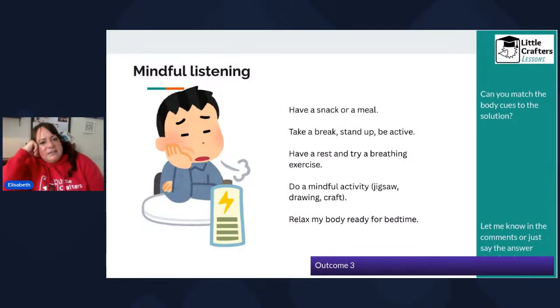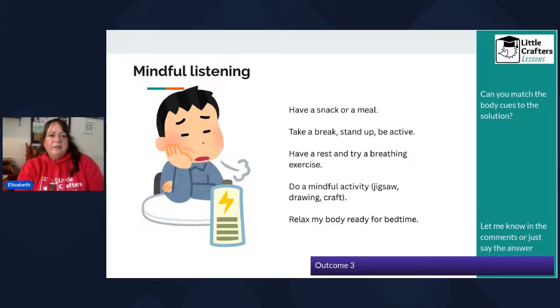Okay, what if you're feeling restless? So in this case, I'm restless. I feel like I want to do something, but I don't have huge amounts of energy. I'm about half full here. 2 stars, maybe 1 star. Should I have a snack or meal? Shall I take a break, stand up and try and be active? Should I have a rest and try a breathing exercise? Should I do a mindful activity? Or should I relax my body ready for bedtime?